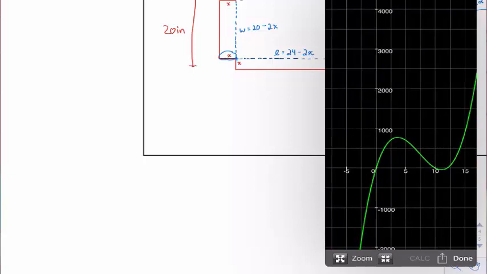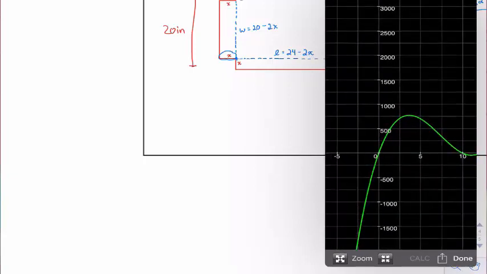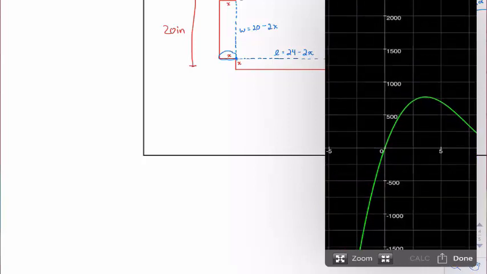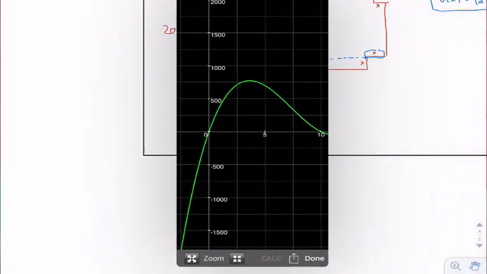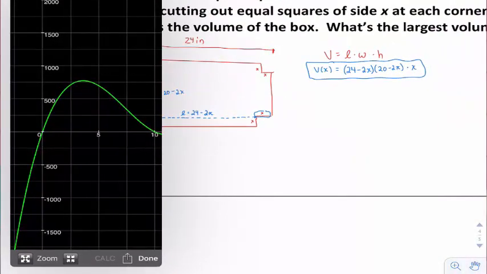So in order to solve this, here's what you're going to need to do. You're going to need to find your window. Notice my window in this case is going to go all the way up to about 1,000. So I'm going to type this equation in on my other calculator because I can't calculate on this one. I'll move this back over here so I can see my equation. So you got 24 minus 2x times 20 minus 2x times x. But the window that you have to use on this is 0 to 10. And then we're going to go 0 to 1,000.